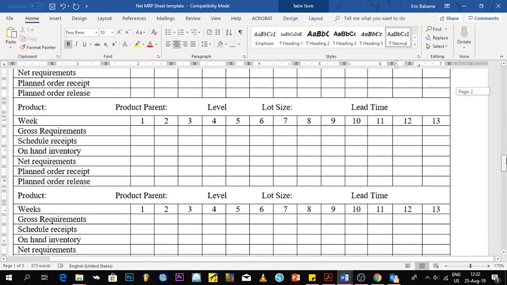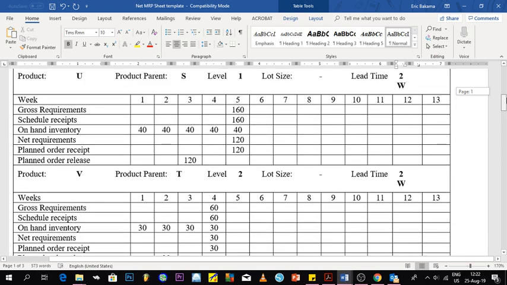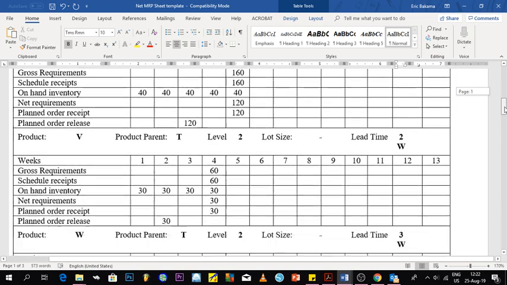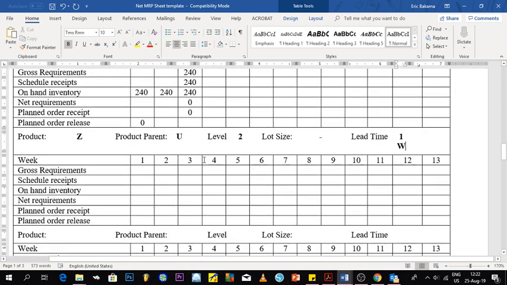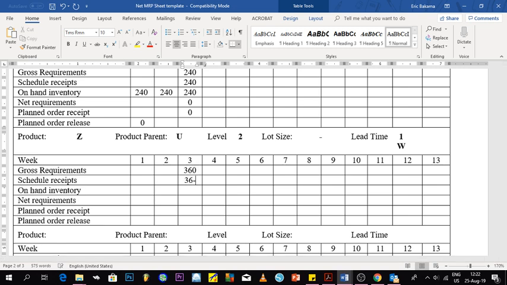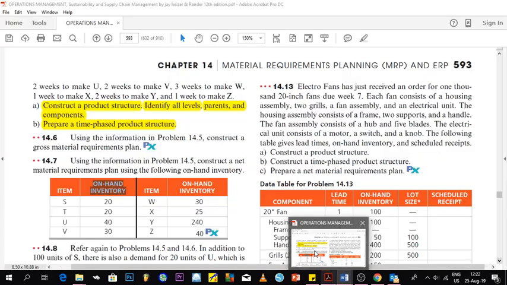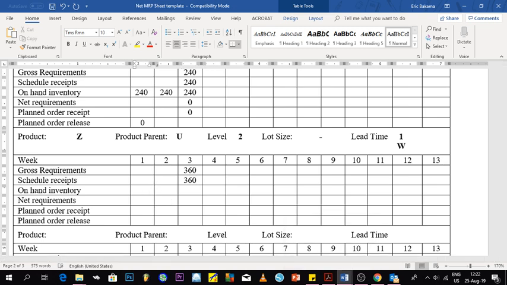So we go back to our item. The 120 is in week 3, so we get 360 in week 3 here. Then we got 360 here again. Then we go back to Z, which is 40 on hand, get 40, 40, 40. Then 360 minus 40 gives us 320. We get 320 here again. Then the order release, it's a week before, which is here we got 320.